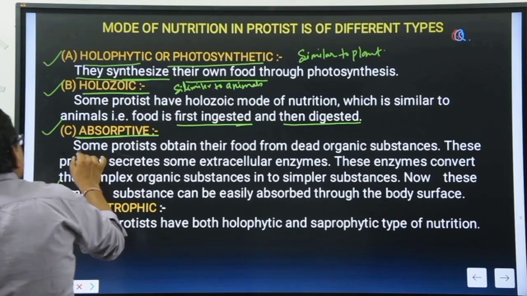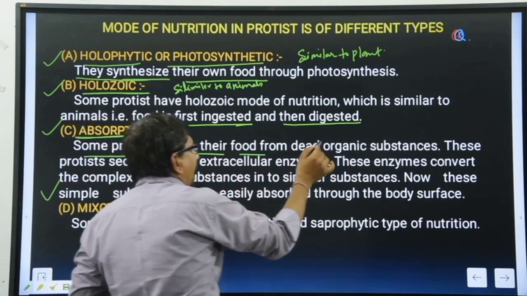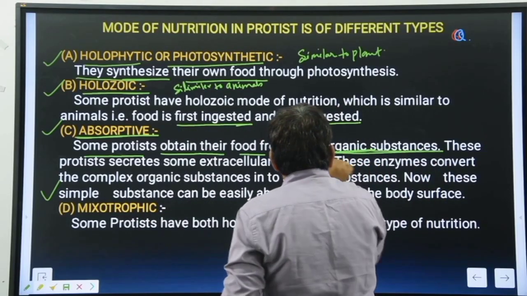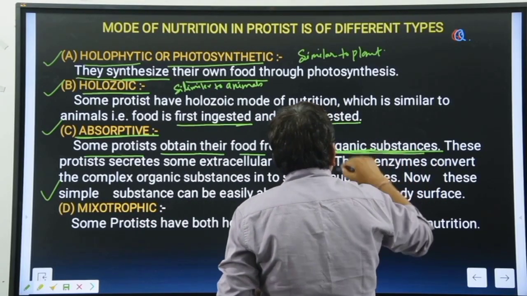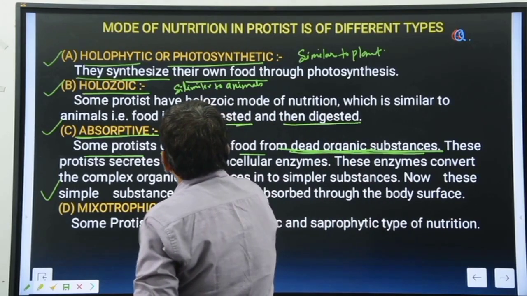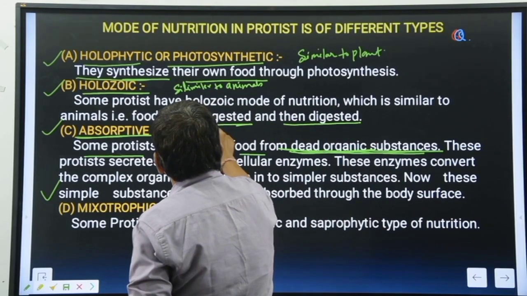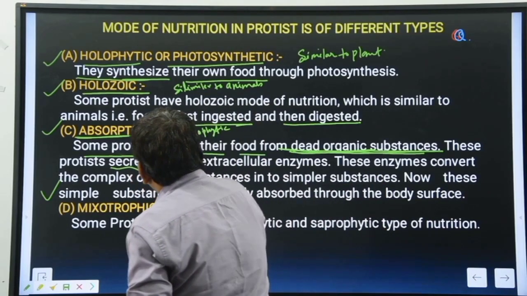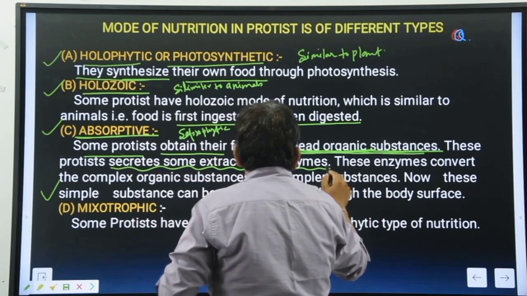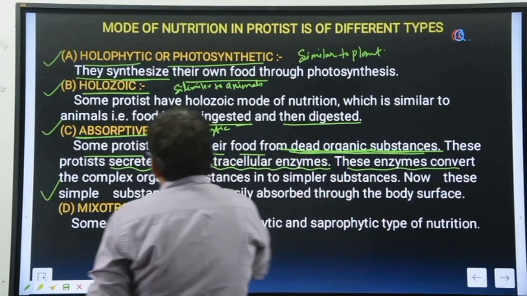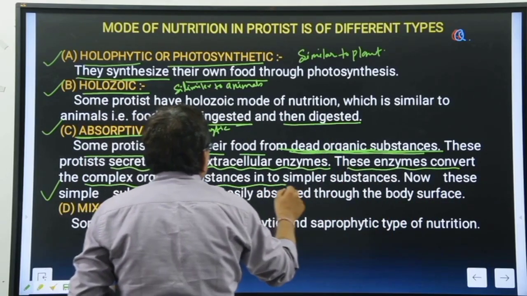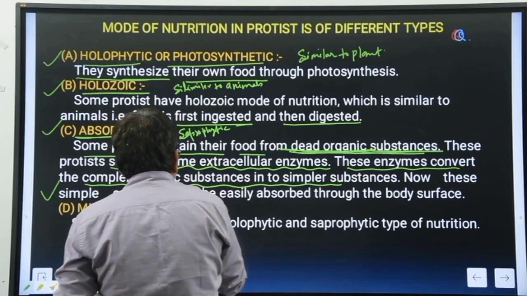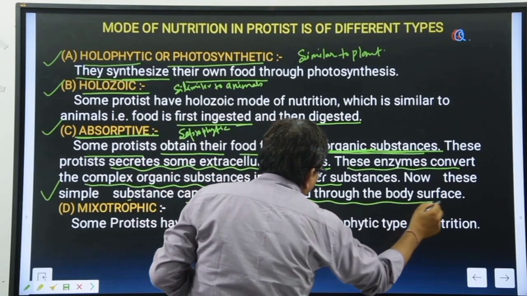Some protists obtain their food from dead organisms or dead organic substances. It means saprophytic. Saprophytic type of members, okay, and these protists secrete some extracellular enzymes. These enzymes convert complex organic substances into simple substances. Now these simple substances can be easily absorbed through the body surface.